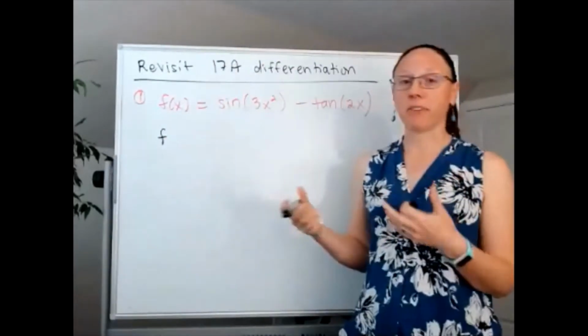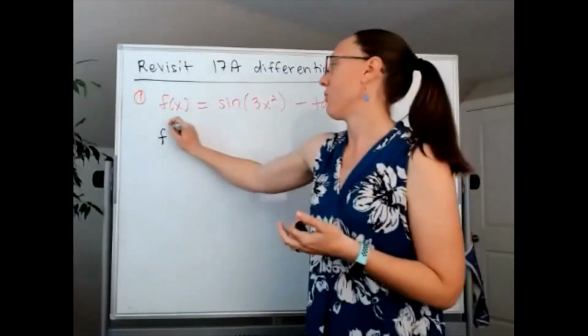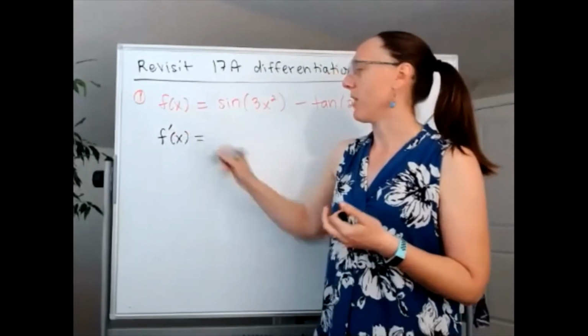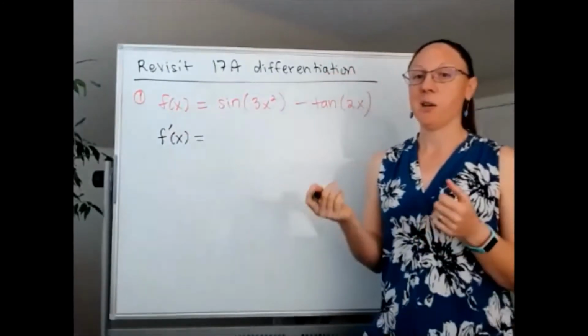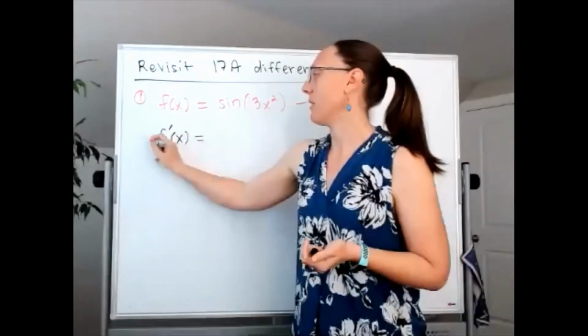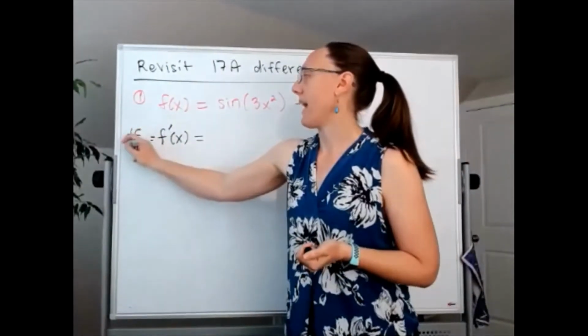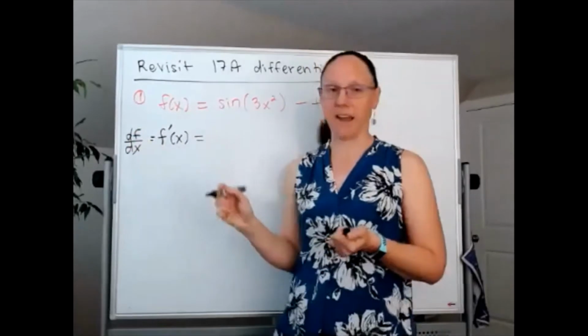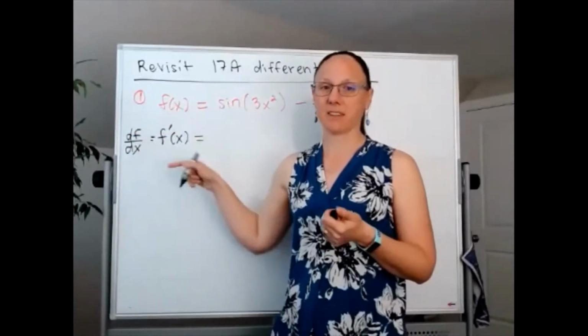First of all, a couple different notations for derivative. Writing f prime is probably the one that we use the most often, but one that we see show up a lot in 17b is to think about that as df over dx, or df dx.